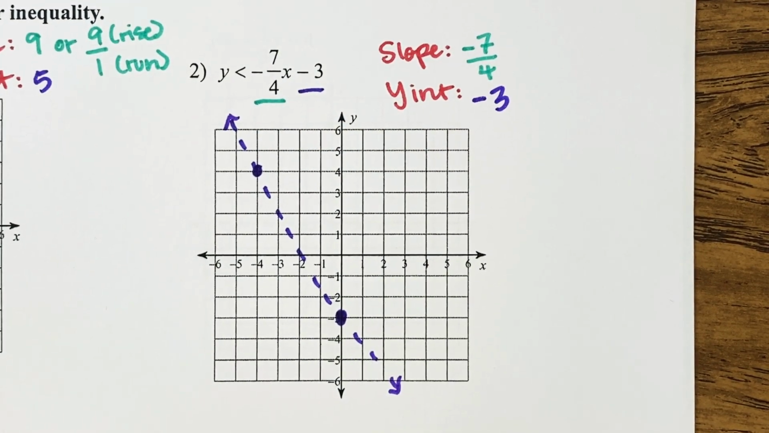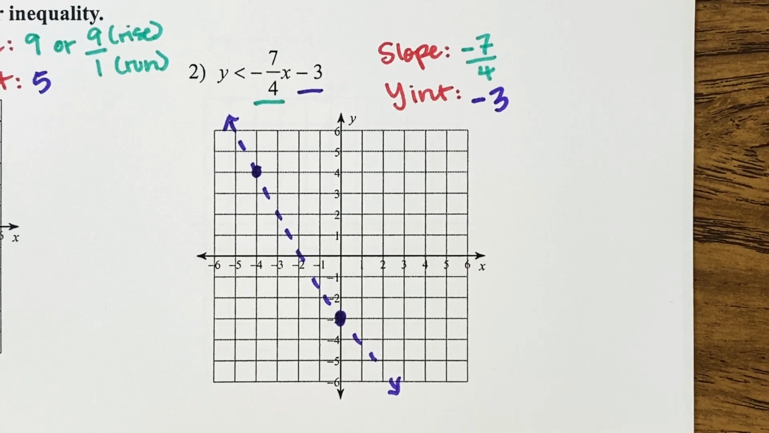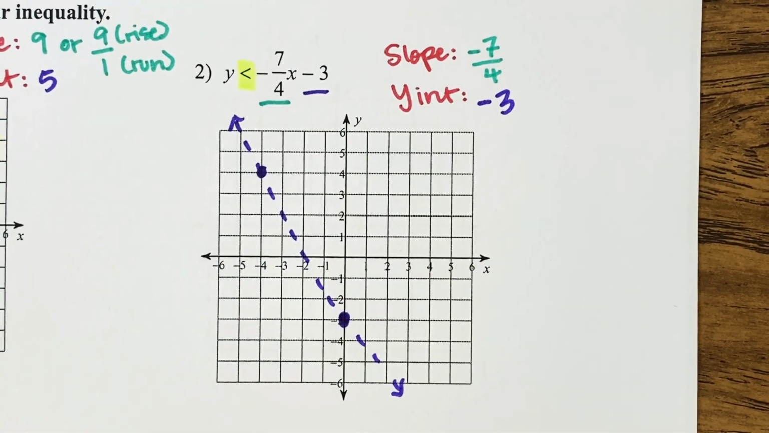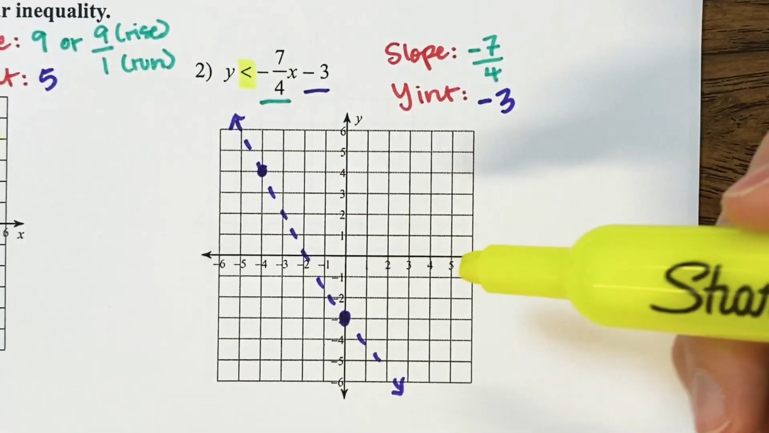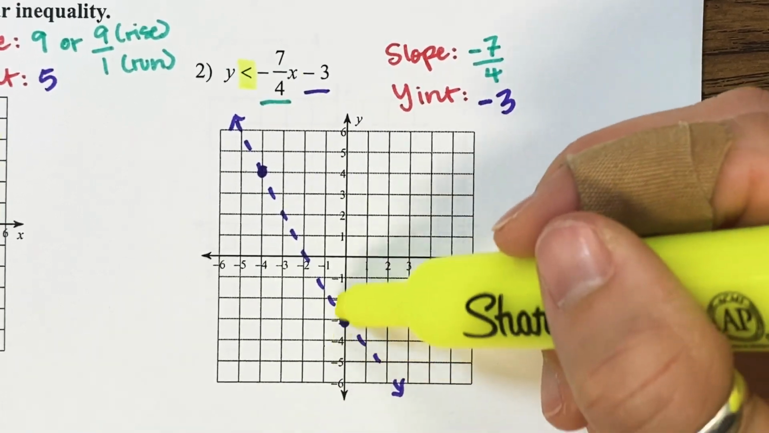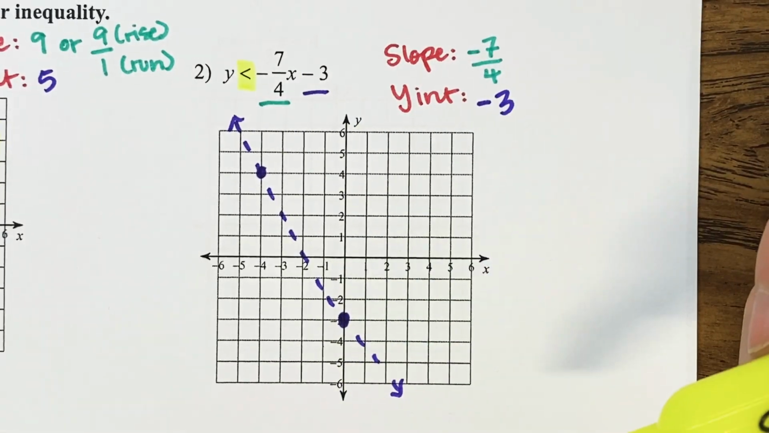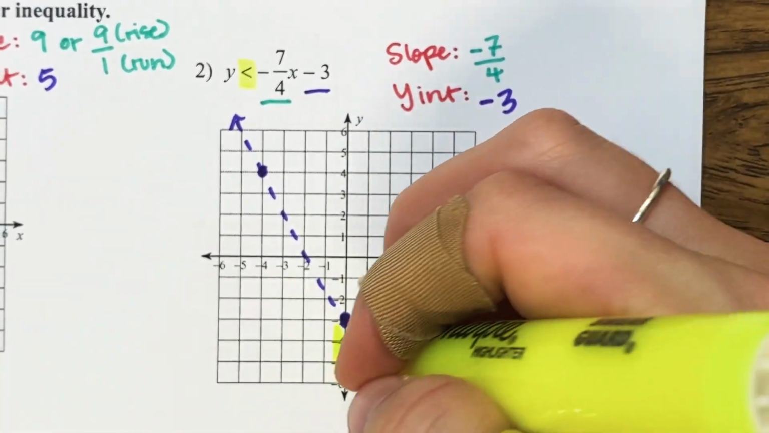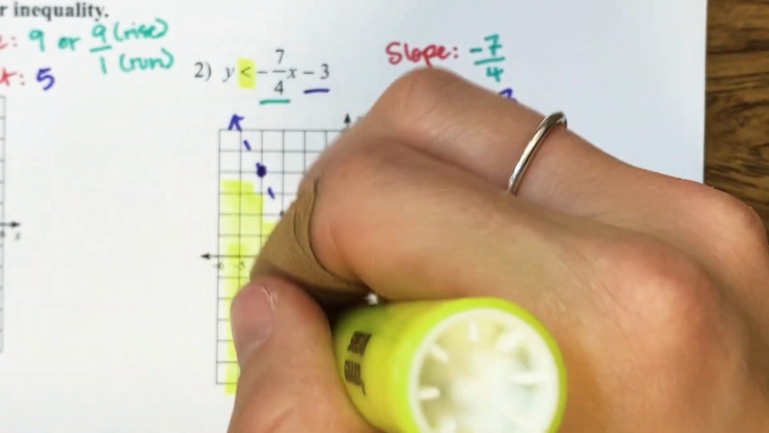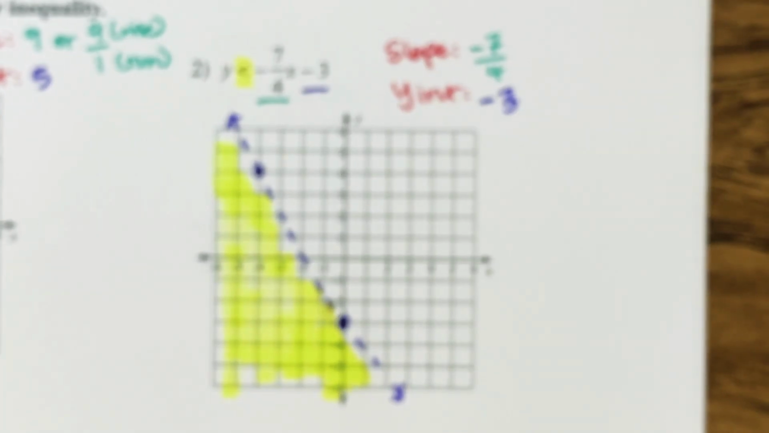And now we need to shade. So again, this is saying that it's less than. Okay, y is less than. So where are my y values getting less than or smaller? Am I going to shade up or down? I'm going to shade down. Those are where they're getting smaller, which means I'm going to shade this entire side of the line.